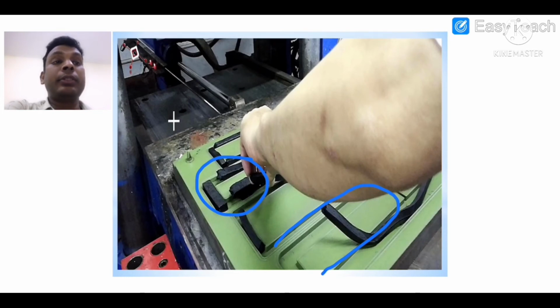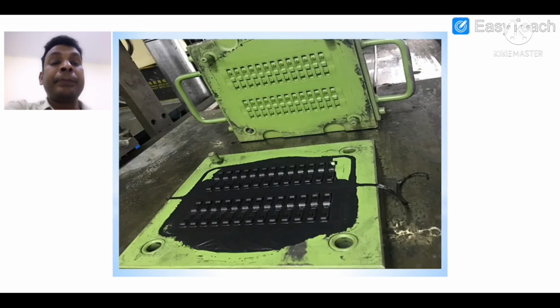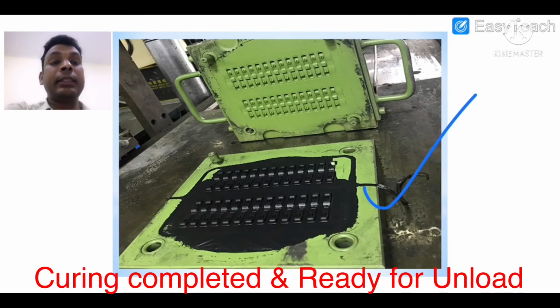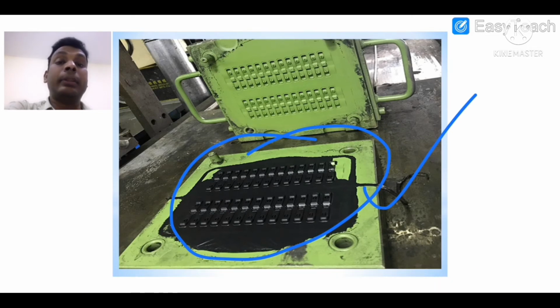After curing, let's see what the main thing is. This is the after-curing time. We will get a finished product of this type. After that we can go for deflashing, and after that for the buffing process. Deflashing can be done manually and also by machine.